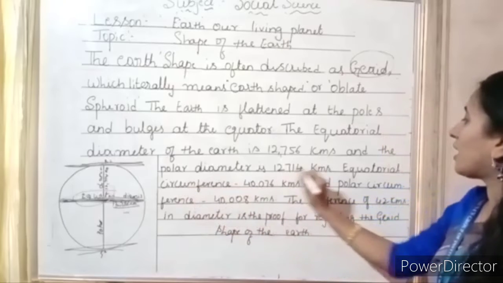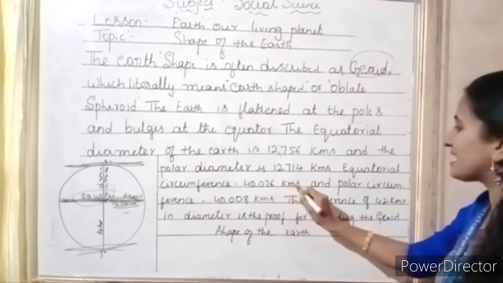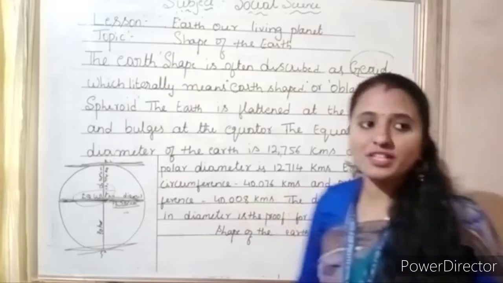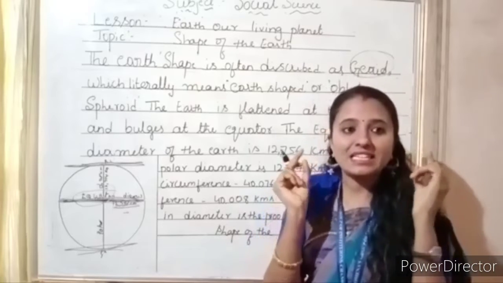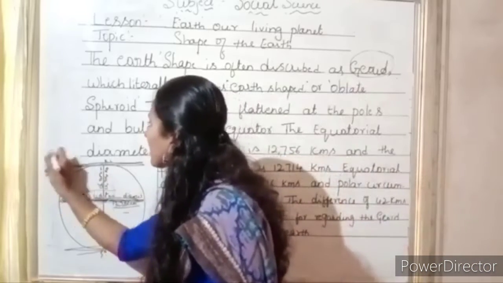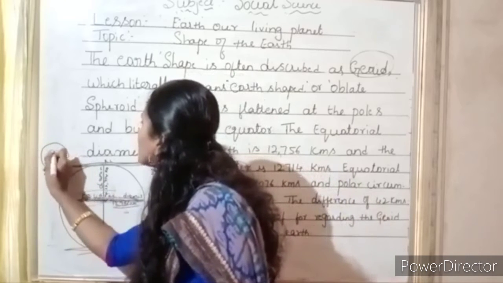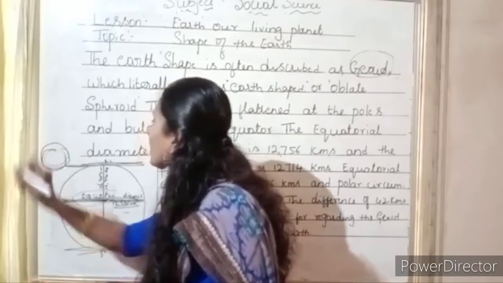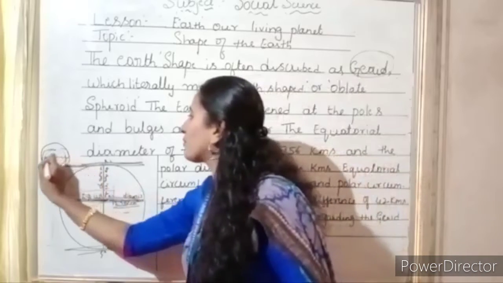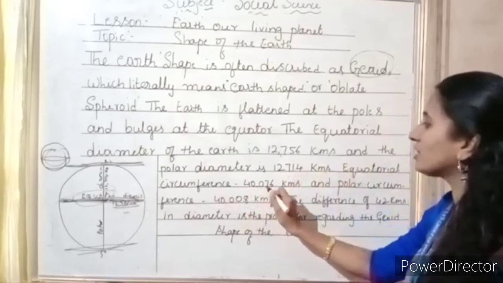So the equatorial circumference is 40,076 kilometers and the polar circumference is 40,008 kilometers. Circumference is the linear distance around the Earth at the equator. For example, this is the circle you observe, children. The linear distance of one round, from here to here, is considered the linear distance of the Earth around the equator. So the equatorial circumference is 40,076.